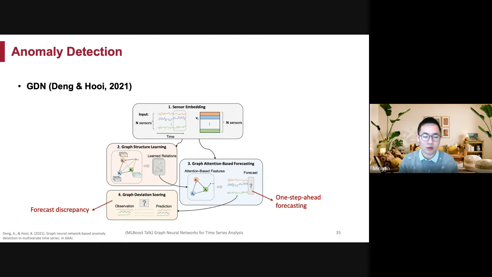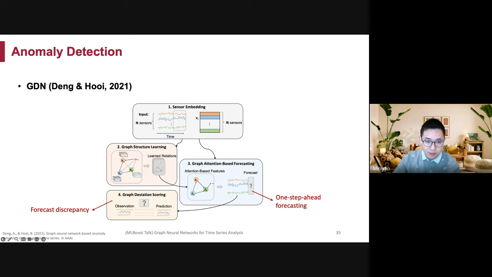And here we also introduce several typical methods for using GNN for anomaly detection. The first one I'm going to introduce here is called the GDN. So this method is actually based on the forecasting discrepancy.